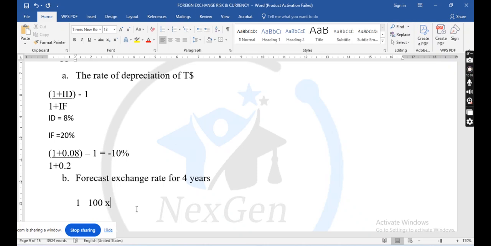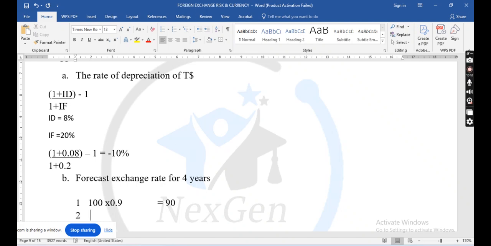Now, don't forget, everything is 100%. It will decrease by 10%. When you minus 10 from 100, you have 90%. So you can have 0.9. When you multiply 100 times 0.9, what do you have? 90.